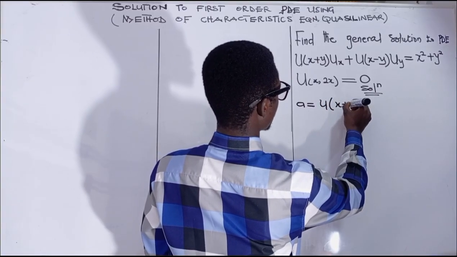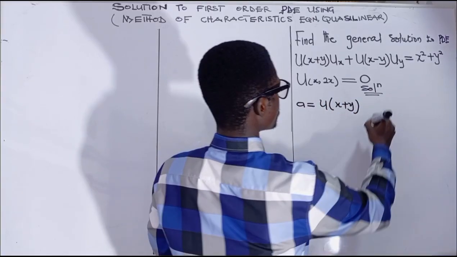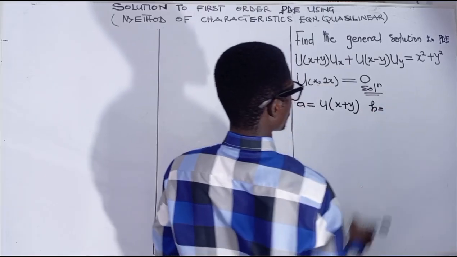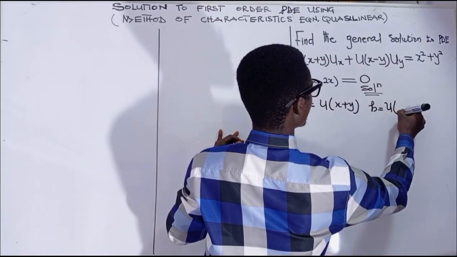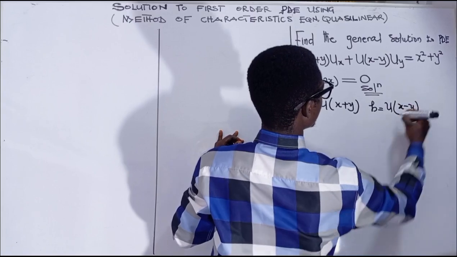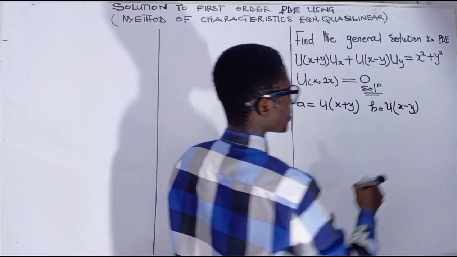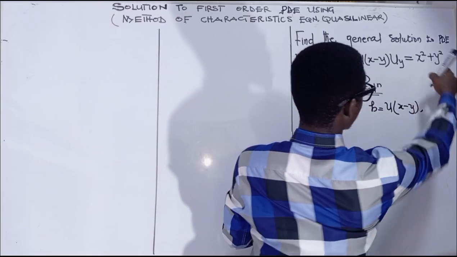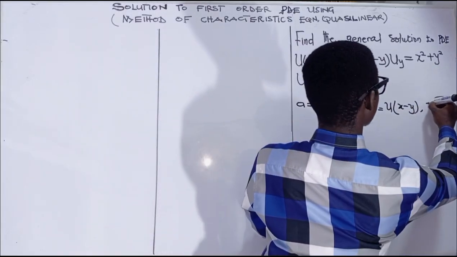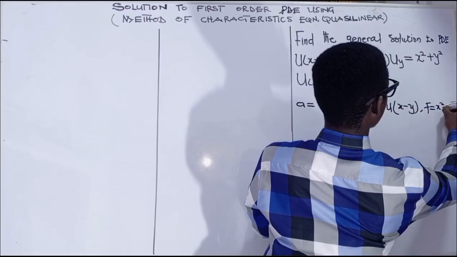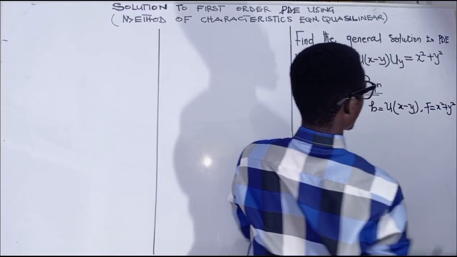u x plus y. And then our B is the coefficient of u y, and that is the whole of this, so we have u multiplying x minus y. And then we move on to our F. So our F is the function on the right hand side of the equal sign. So we have x squared plus y squared.